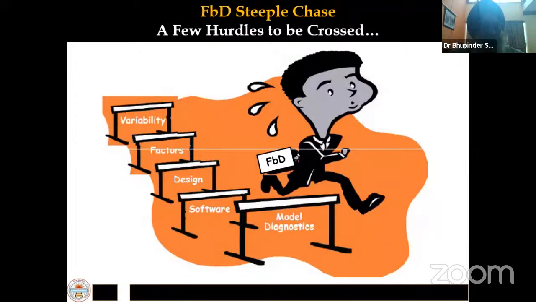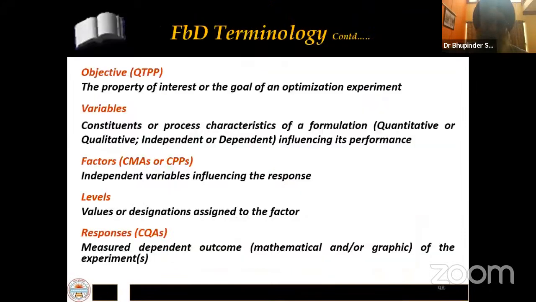Variability. What is variability? What are factors? What are levels? What's design? How does software help you invariably? Although software is not mandatory, but invariably very, very useful. How do we carry out model diagnostics?